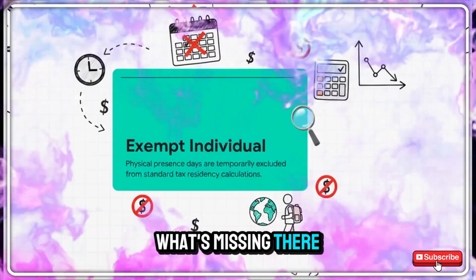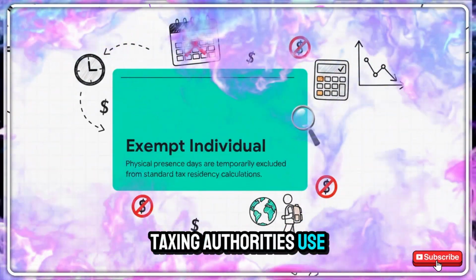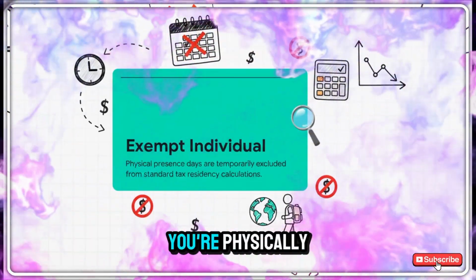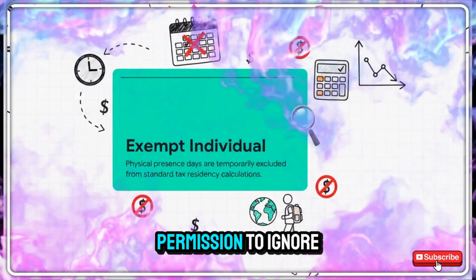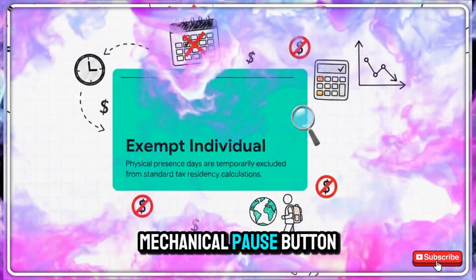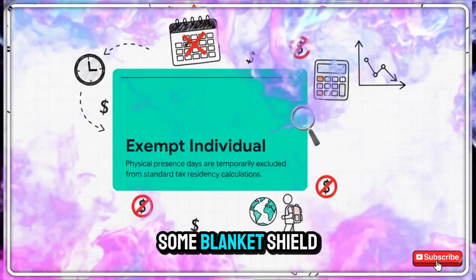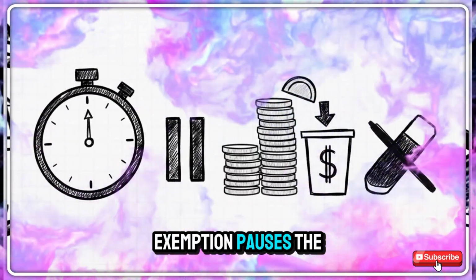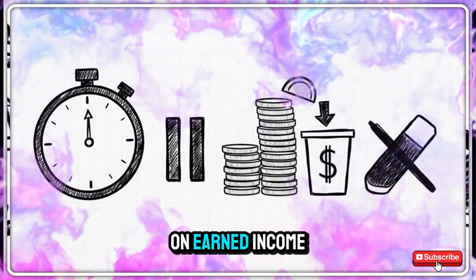Notice what's missing there. It does not mean they're exempt from paying taxes. Taxing authorities use a strict mathematical formula. Basically, they're literally counting the days you're physically present in the country. Being exempt simply grants you legal permission to ignore those days for a specific set period. It's like a mechanical pause button on a very specific legal clock. It is not some blanket shield against federal taxation. To be crystal clear, exemption pauses the residency clock. It does not erase tax liability on earned income.